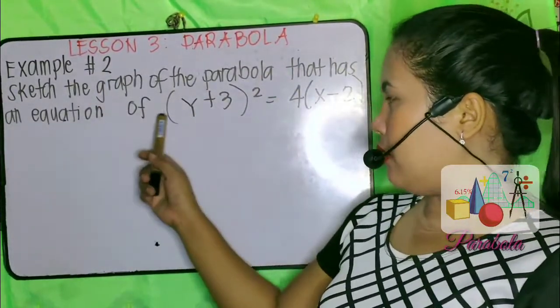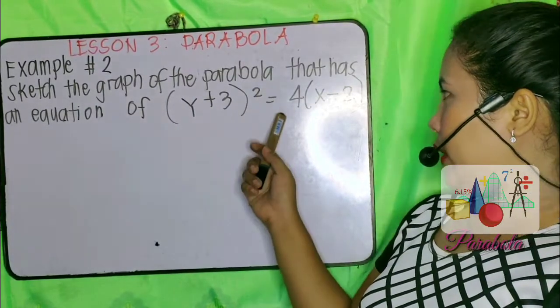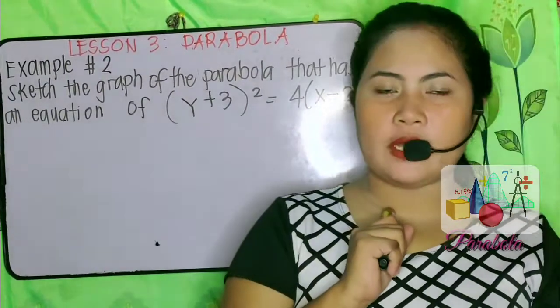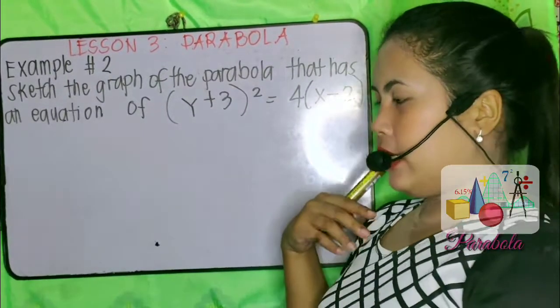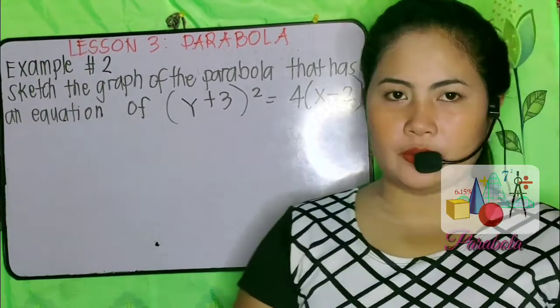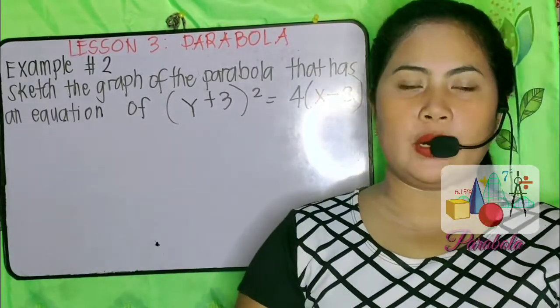Okay, let's proceed to example number 2, which is sketch the graph of the parabola that has an equation of y plus 3 squared equals 4 times the quantity x minus 2. So in there, what do you think is the property that we're going to apply?